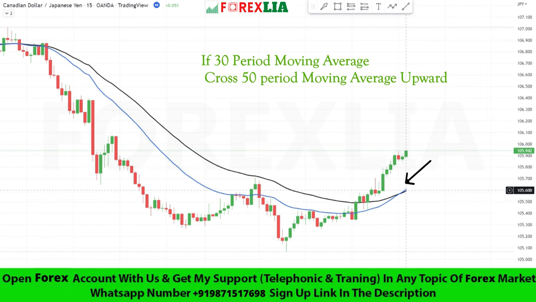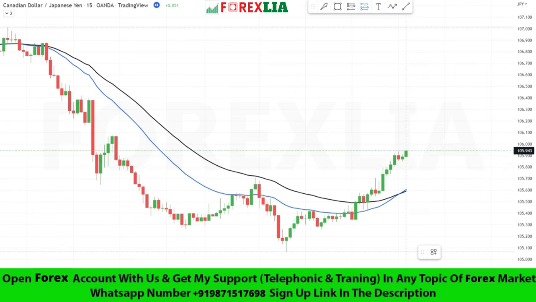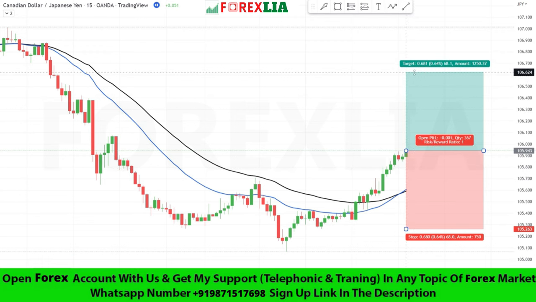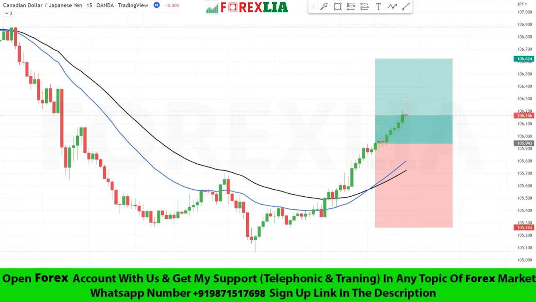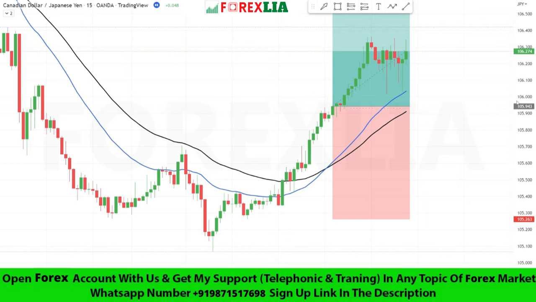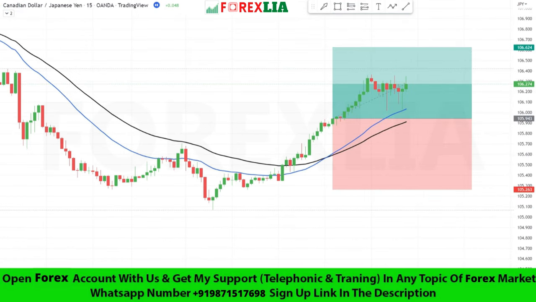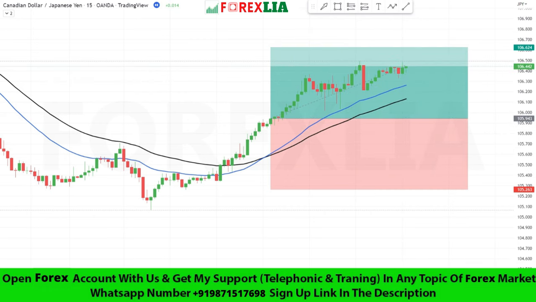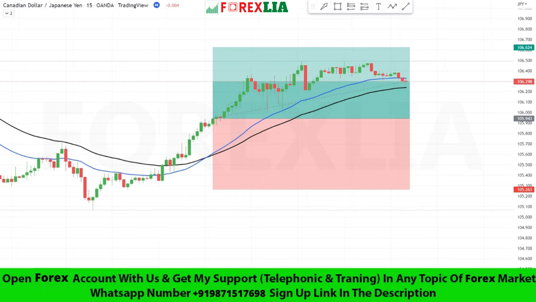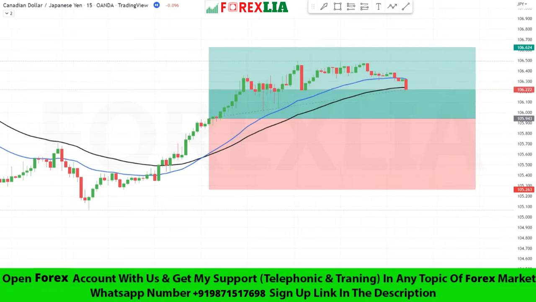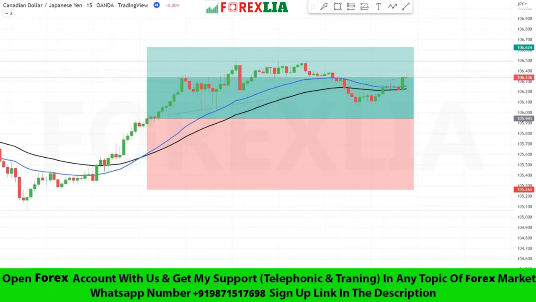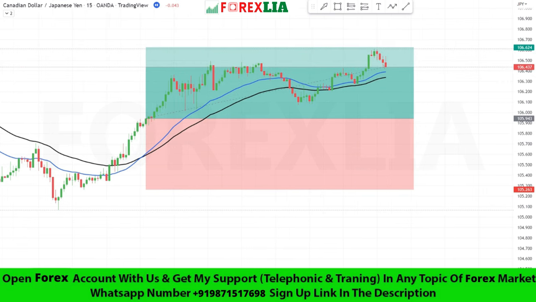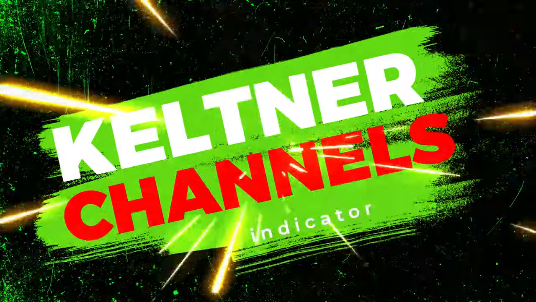Here is the buy signal confirmation. We place a buy trade here. We place the stop loss at the previous low point. Set the profit target at 1:1. We won this trade. Second indicator.